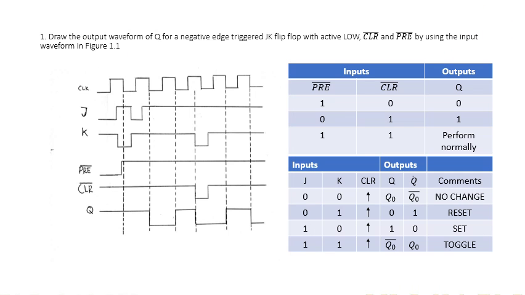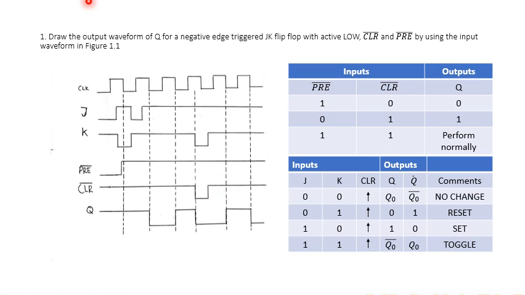So, okay, the question first. The question is: draw the output waveform of Q for a negative edge-triggered JK flip-flop with active low CLR bar and PRE bar, by using the input waveform in figure 1.1. From the given figure 1.1, it consists of the CLK waveform, J waveform, K waveform, PRE bar waveform, and CLR bar waveform.